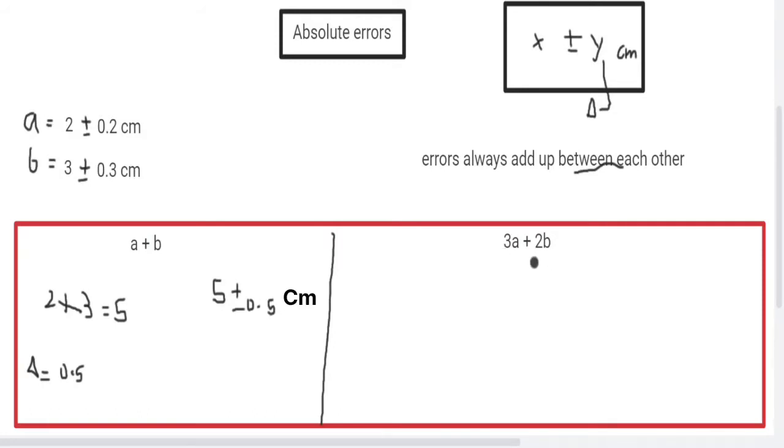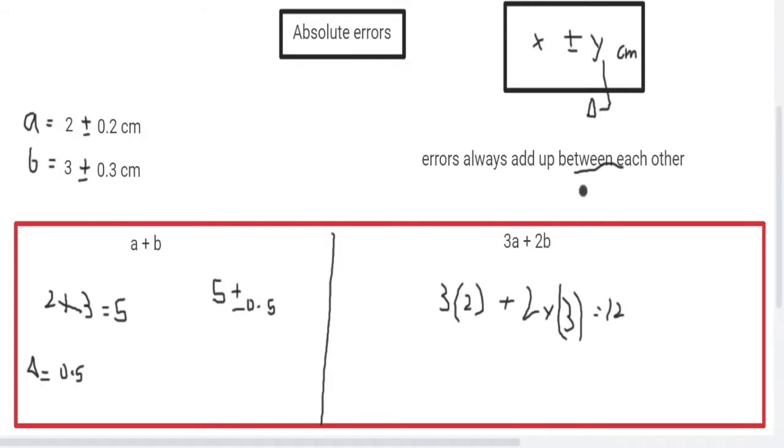Let's do this one, 3A plus 2B. First of all, what is the measurement of A? A was 2, right? So I'm going to simply first add all those measurements. 3 times 2 plus 2 times B, and you can see that B is 3. So 2 times 3. And that would give me a measurement of 12. So my final measurement of this equation is 12.